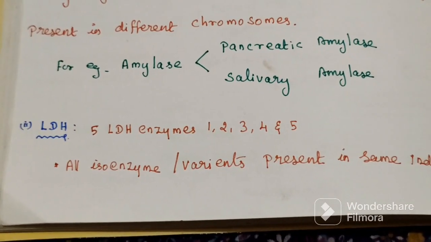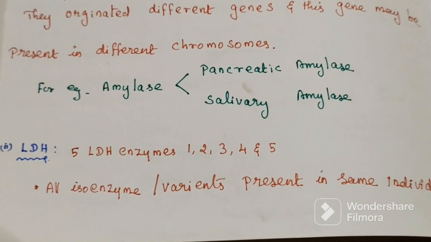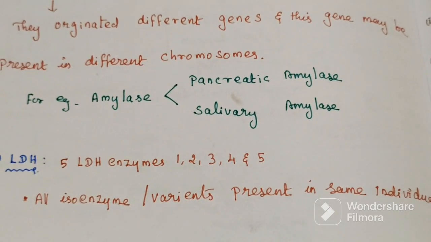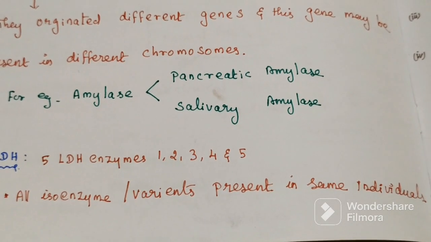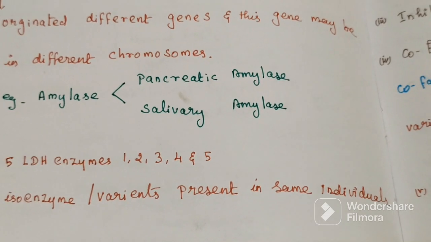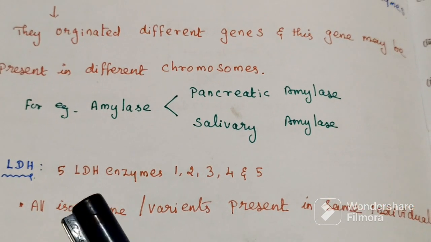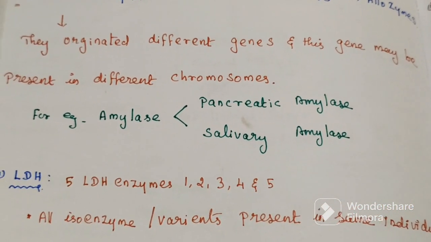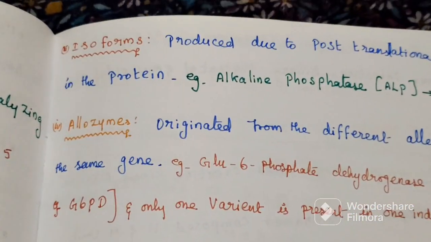Second is lactate dehydrogenase. There are 5 lactate dehydrogenase enzymes, 1, 2, 3, 4 and 5. All isoenzyme variants are present in all individuals of that population, not just in some individuals.